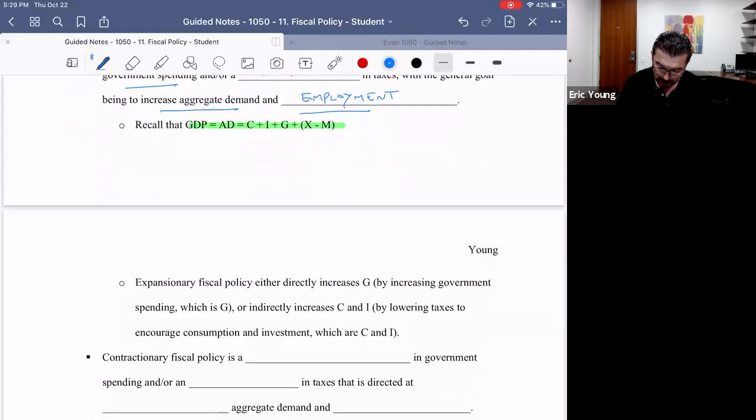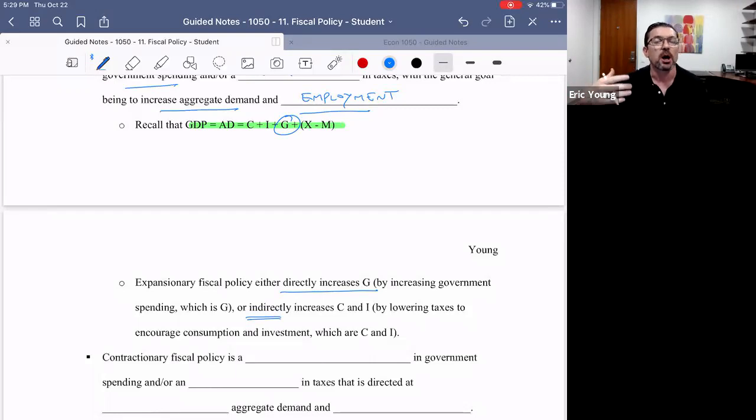Expansionary policies work by either directly increasing G. So if the government decides to spend more money to increase spending, that's G. That's the government spending. So expansionary fiscal policy will just directly raise that. Pretty straightforward. Or it can work indirectly, and that's where the tax changes come in.